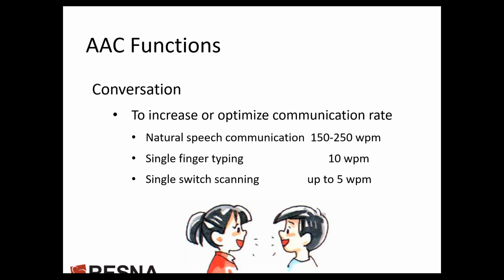So other strategies are essential for effective communication, which we're going to talk about. Because if you look at a single finger, so if all you're doing is hunting and pecking with one finger, you're going to be on average about 10 words per minute. And if you're using single switch scanning, it's only about 5 words per minute. So that is a huge difference. So we need a lot of different strategies to increase that speed. And we'll talk about those in a little bit.